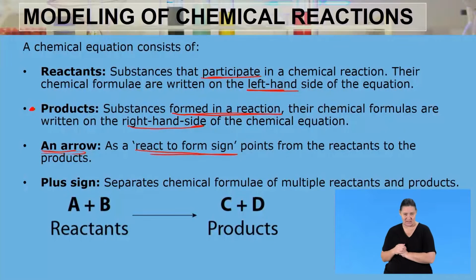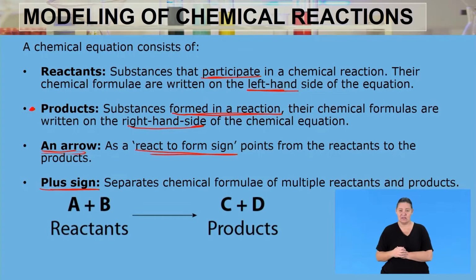We also have a plus sign that is going to separate the chemical formulas of the reactants, because you find that in certain reactions we have two or more reactants or two or more products. To separate those reactants, we use a plus sign to say that this particular compound or element has reacted with this particular element and also with this one to form something else. That something else is the product.